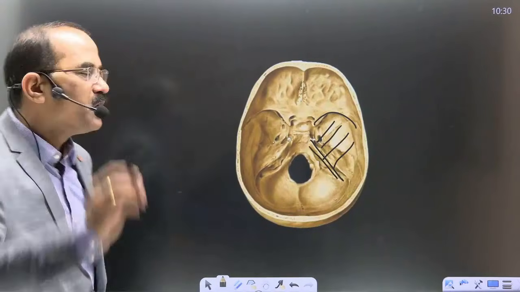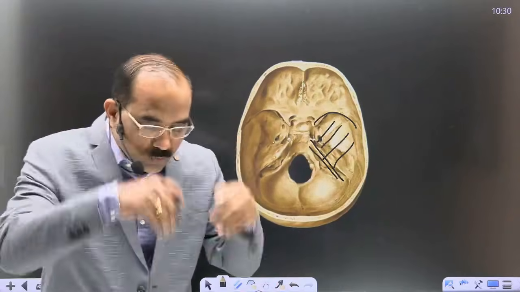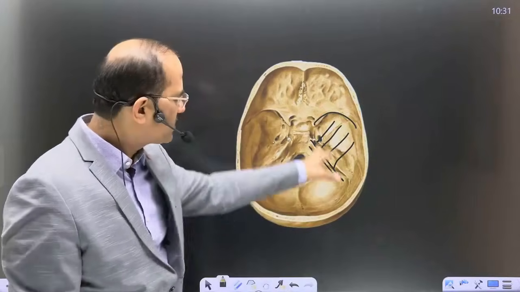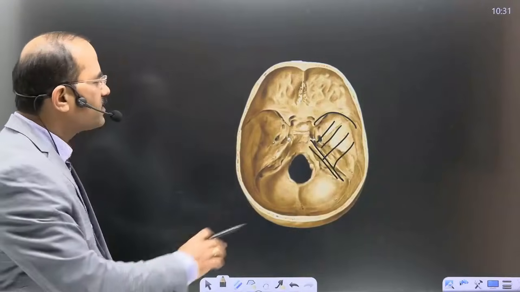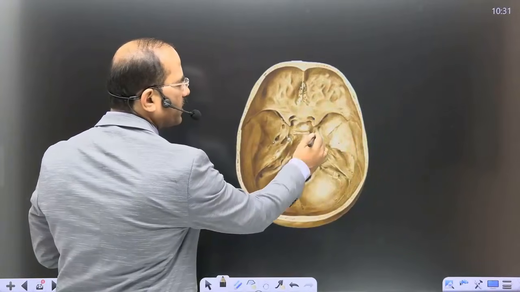Greater wing. So students, if I break this greater wing, or if I go down through this greater wing of sphenoid, I'm right into the infratemporal fossa. Are you following this? And in this greater wing of sphenoid, can you see this foramen? What is this foramen in the greater wing of sphenoid?